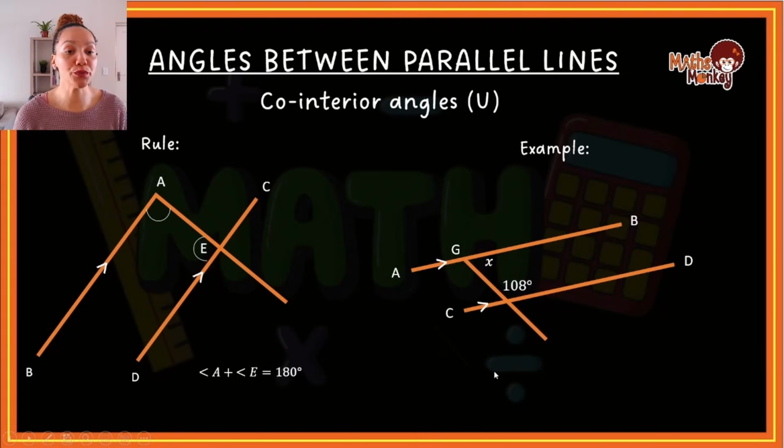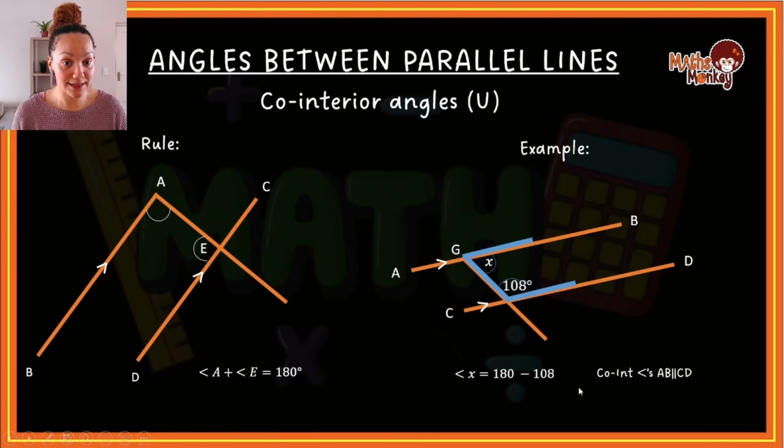So this is what a question would look like. If you have a look here, I've got parallel lines: AB is parallel to CD, shown by the arrows. I see a line going in between, and two angles on the inside of the parallel lines. These two must add up to 180. So if this plus 108 must equal 180, then 180 minus 108 will give you the value of x.